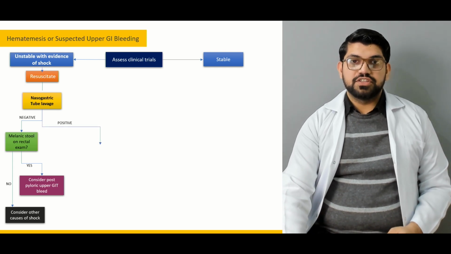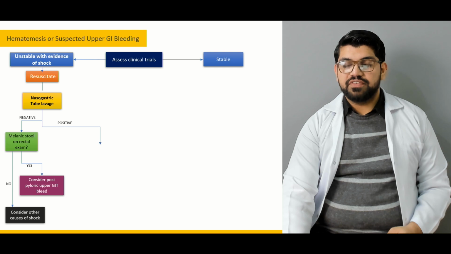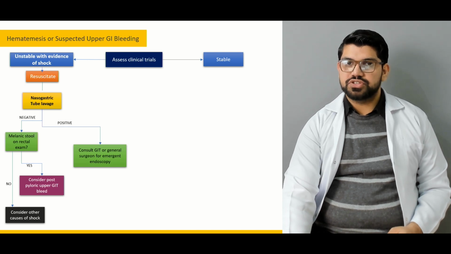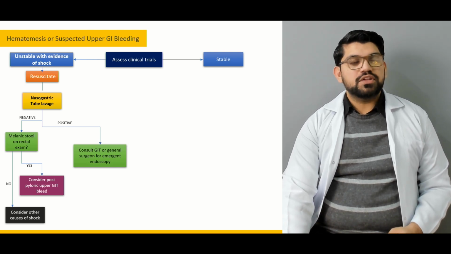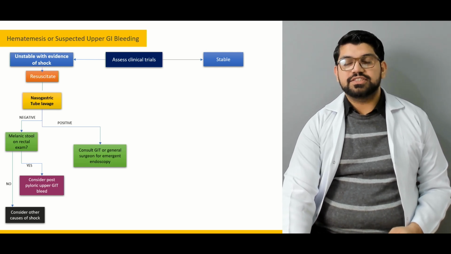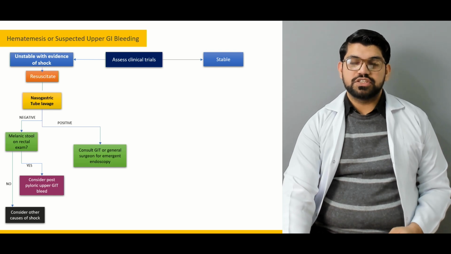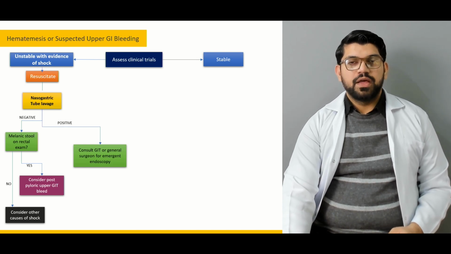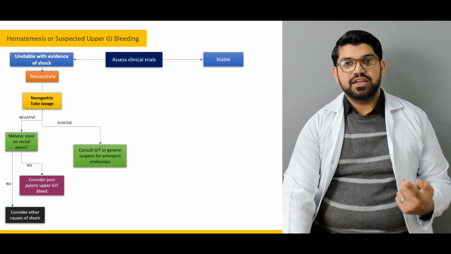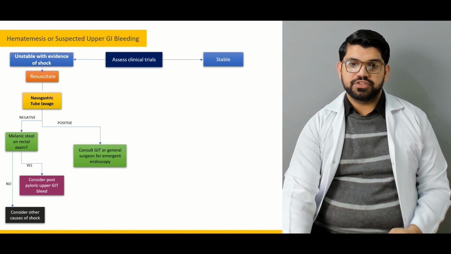If nasogastric tube aspiration reveals blood, that's upper GI bleed. What to do? Consult a gastroenterologist or general surgeon. What this patient needs is endoscopy. How do you do that? That's the domain of the gastroenterologist or general surgeon. They need to find out the bleeding point, embolize it and stop it. But this all can happen only if the patient is stable. Once again, you have to check for stability of this patient.